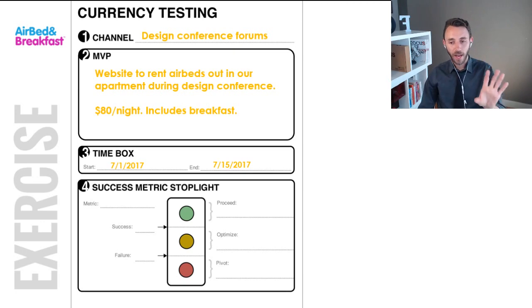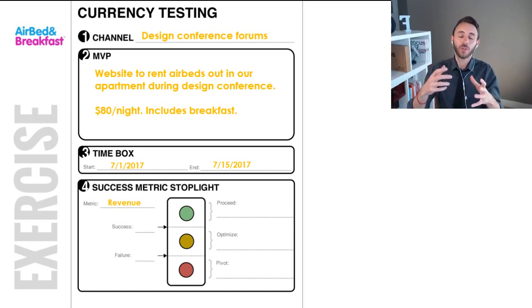All right, so they time bound their exercise and then they define their success metric stoplight. We call it a stoplight because we think it's more powerful to come up with two metrics and not just one. So to do that, they're first going to define the unit of their metric. So what category of metric are they going to collect? In this case, our students are writing up the revenue. So they're testing for revenue. They want to try and get revenue from the customers. And then they need to come up with two metrics.